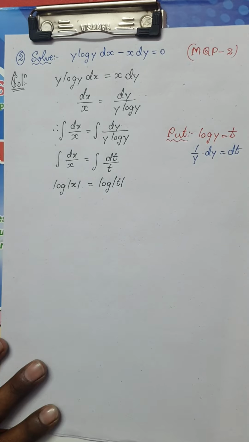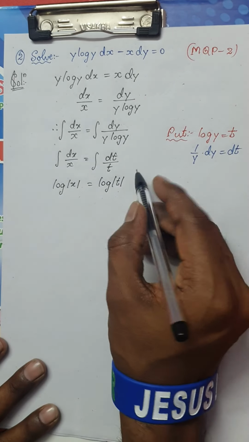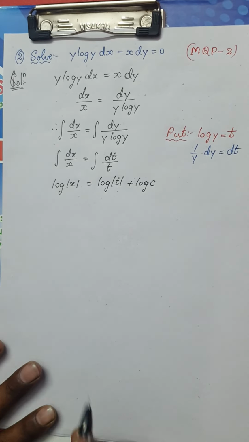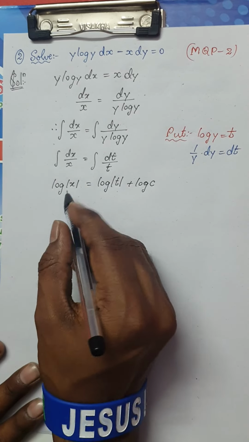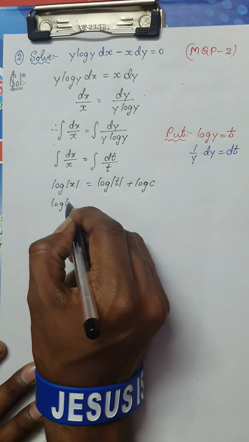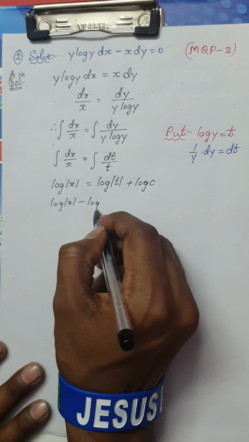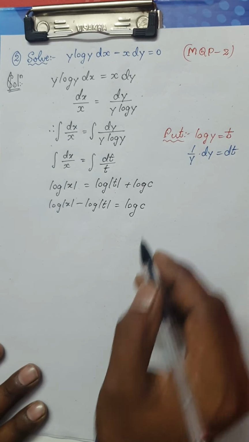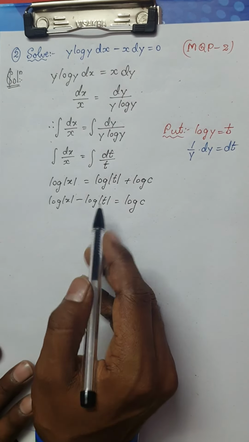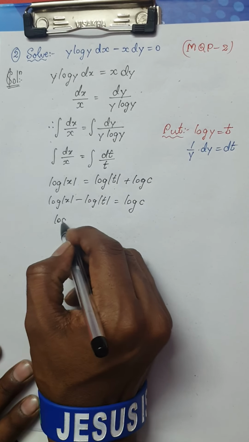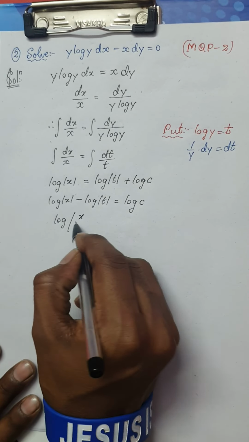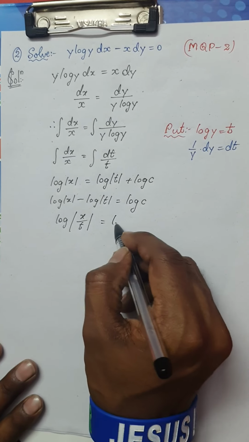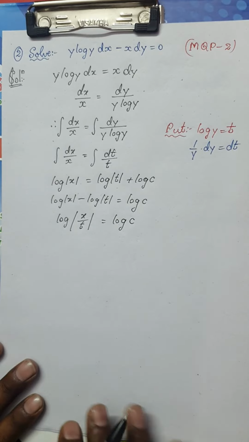And for your benefit, whenever both the terms are log, take the constant also as log c. I'll tell you why. Now bring the term to the left hand side. You will get log of mod x minus log of mod t is equal to log c. Now using the laws of logarithms, log m minus log n can be written as log of m by n. So you get log of x by t is equal to log c.